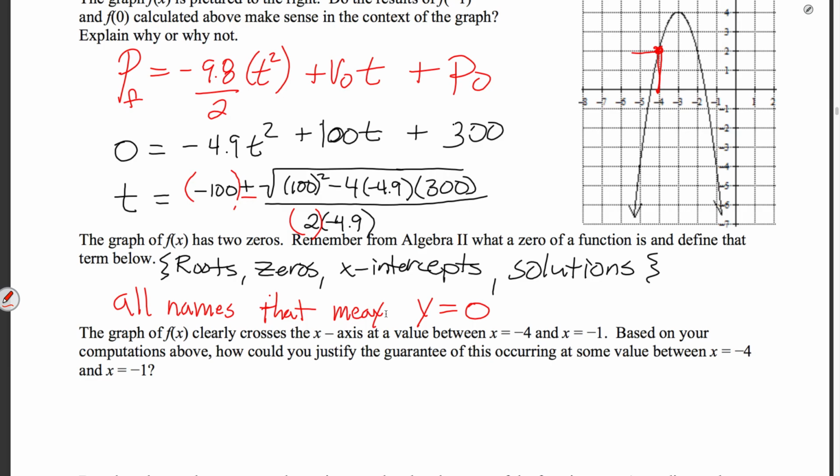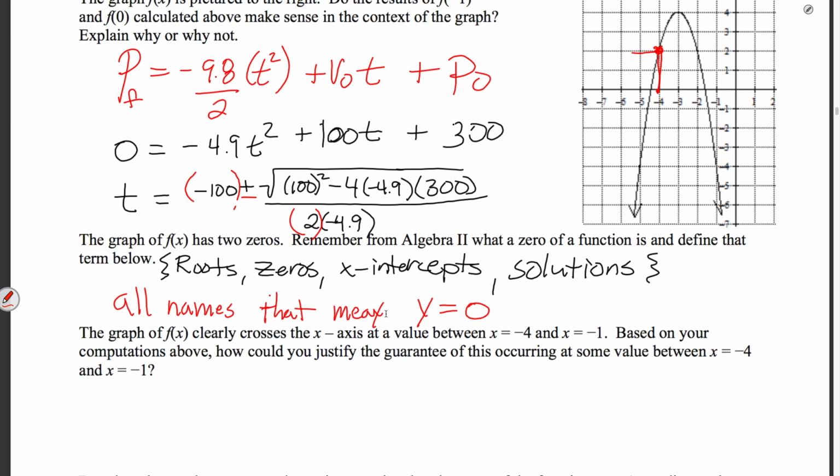Guys, while they're getting that figured out, let's move on to this. So it says that the graph clearly crosses between. Did you find it? I think so, yeah. One calculator says 23.06. So 23 seconds is how long it's going to take before it comes back down and hits the ground. That seems about right because you're throwing it so fast, it's going to go really high in the sky before it comes back down.